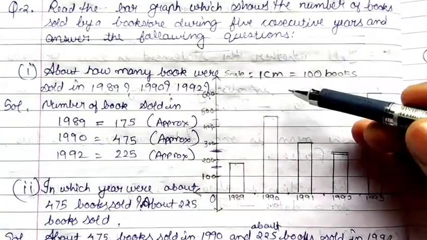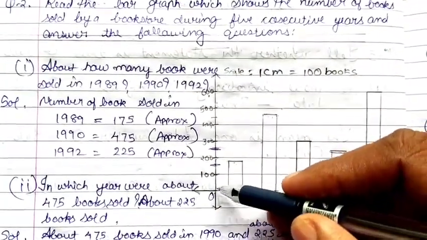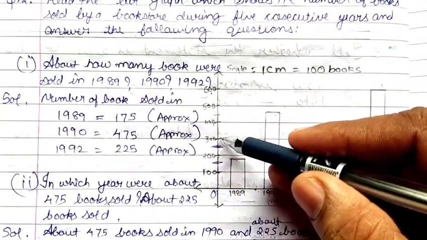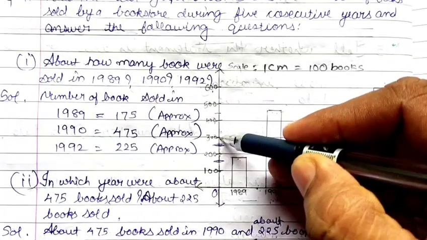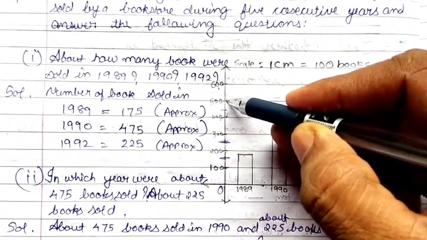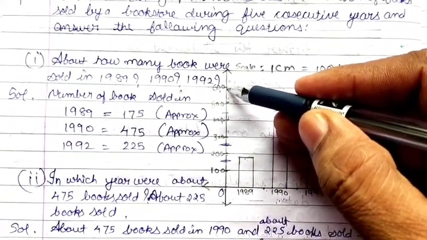Now dear student, if we consider 1 centimeter as 100 books, means 1 centimeter is 100 books, 2 centimeter 200 books, 3 centimeter 300 books, 4 centimeter 400 books. From here 5 centimeter means 500 books, and from here 6 centimeter means 600 books.